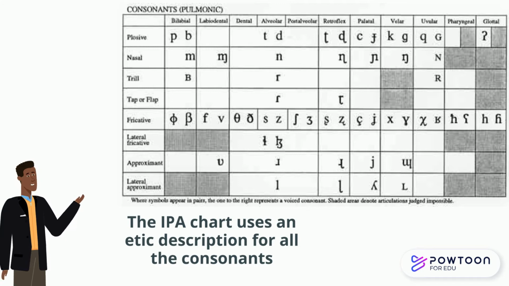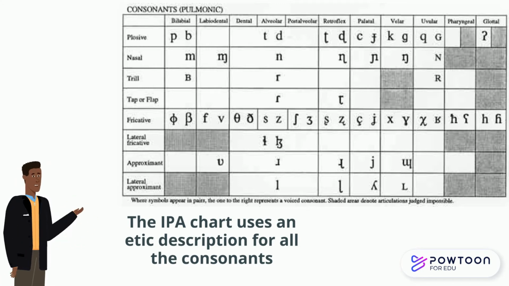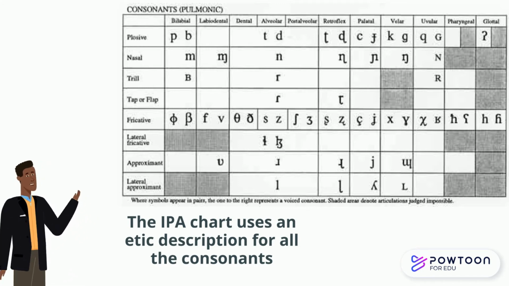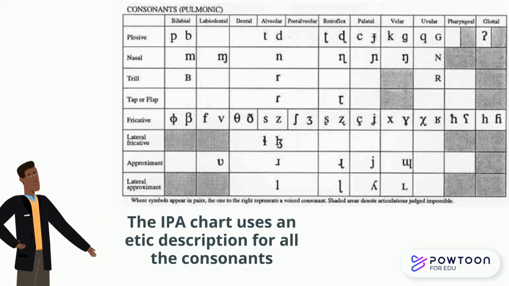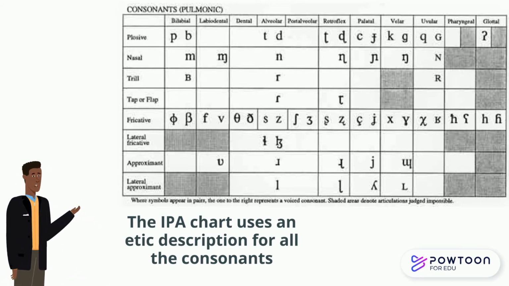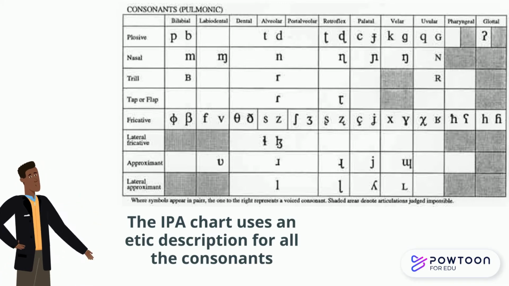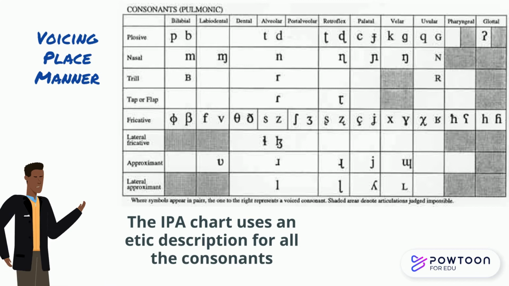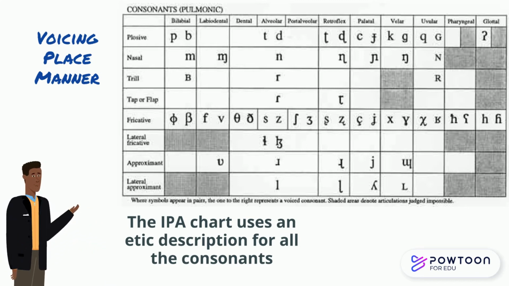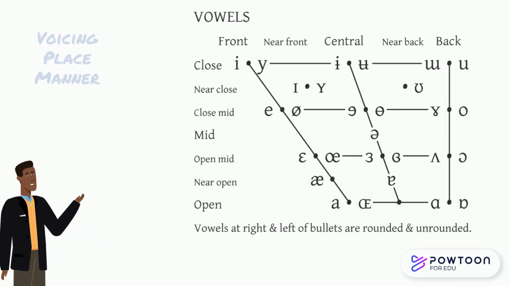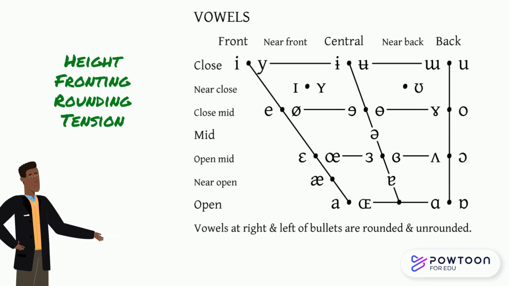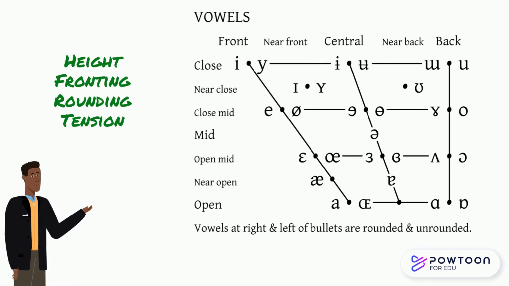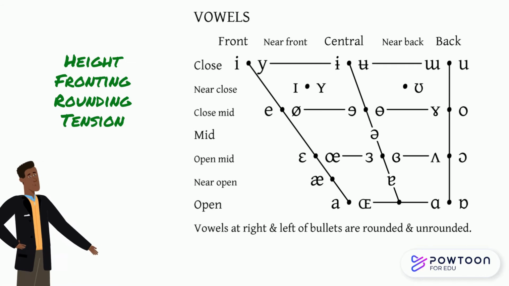The IPA uses an objective method of describing all the different speech sounds identified in the world's languages. This method of representation uses labels for consonant speech sounds, which fall into the categories voicing, place, and manner. And in the case of vowel sounds, the IPA uses the labels height, fronting, rounding, and tension.